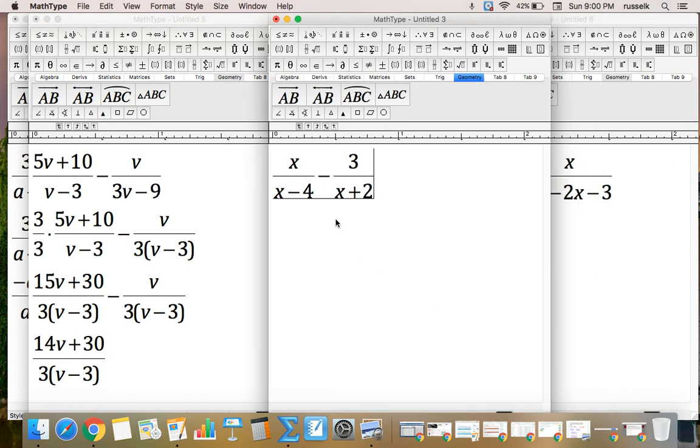In our third example, there's nothing to factor with these two, and they're not the same. So unfortunately, we've got to multiply both of these by the other one. So we multiply the first one by x plus 2, and we multiply the second one by x minus 4.